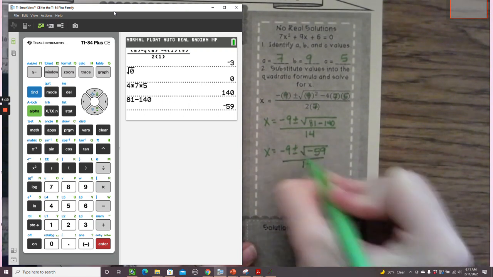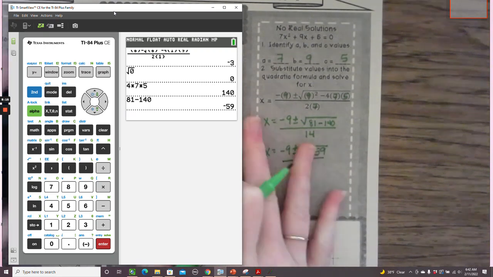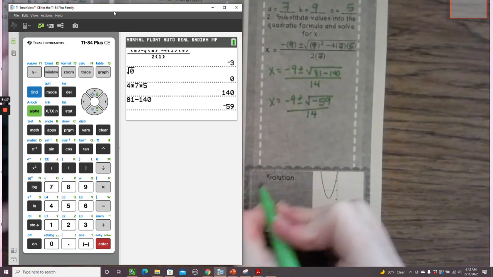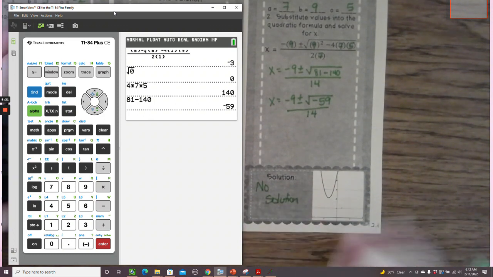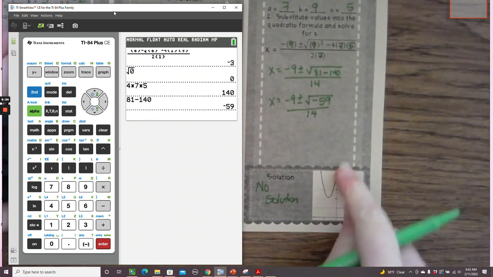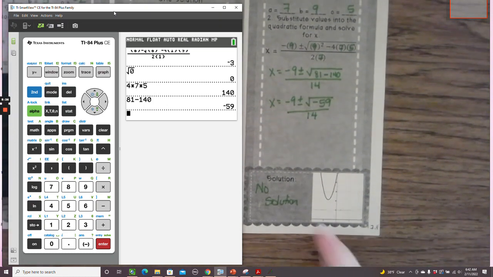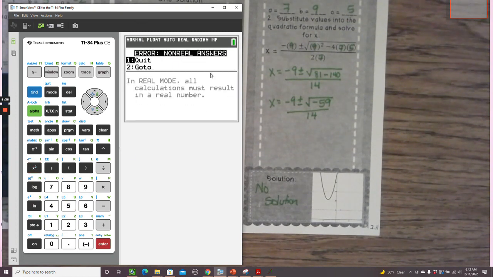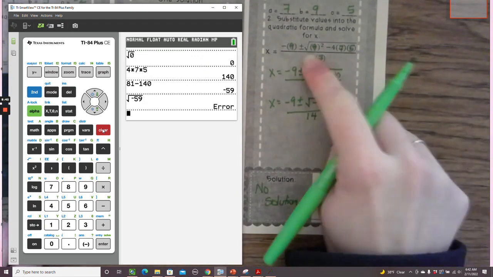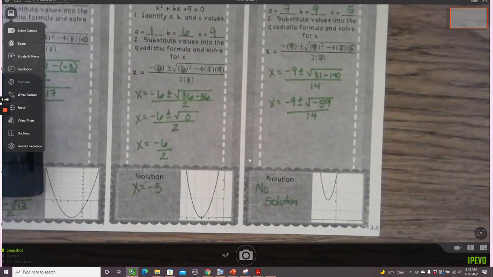So immediately when I get here and I have this negative under the radical, I know automatically that it's no solution. And no solution looks like the graph here. You can see that this parabola comes down, but it never reaches that x-axis. So that's what it looks like if you have no real solution. What your calculator will spit out, I'm just going to put a negative radical in there, is this code, non-real answers. And so that's what you'll see if you try to type this starting quadratic formula into your calculator.